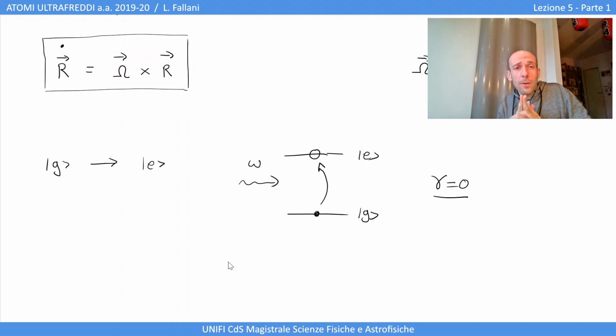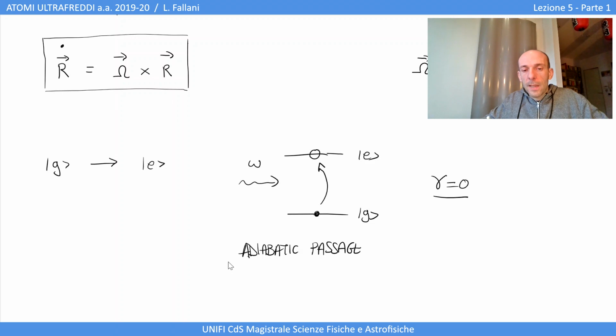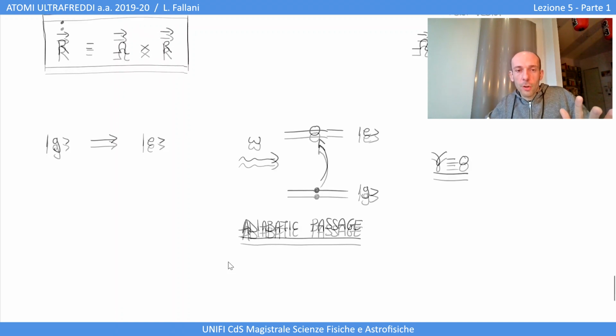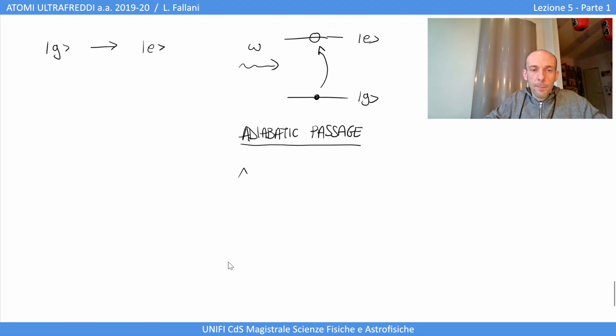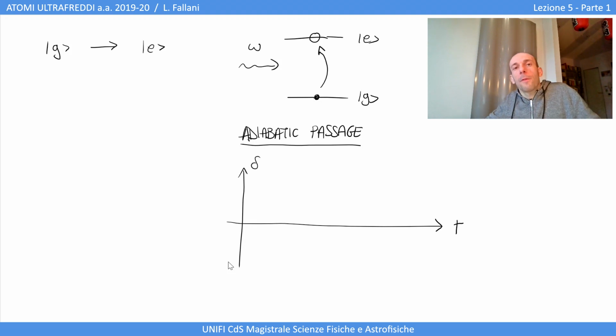So there is another method to drive the population from the ground state to the excited state. This method is called adiabatic passage. And so what is the idea of the adiabatic passage method? In this method, basically, you are changing in time the detuning of your radiation. So as a function of time, your delta will change. For example, this changes because you are changing the frequency of your laser.